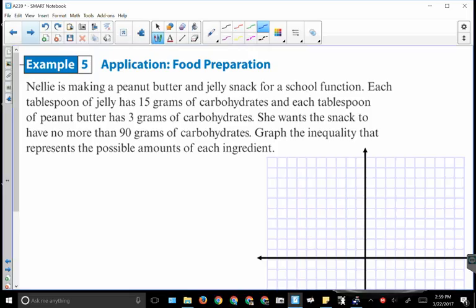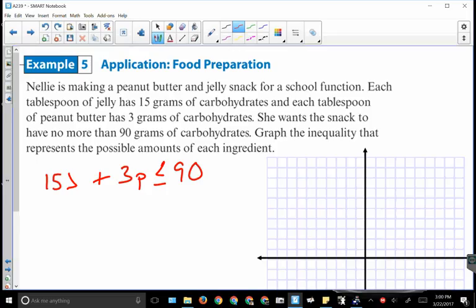Now, this is reality. Depending upon a great number of situations, you may actually have to go through and do something like this. So, if I look at this, we've got two different things going on here. We've got peanut butter and jelly, right? 15 grams of the jelly, so that would be 15J, plus carbohydrates for the peanut butter, 3P for peanut butter. What does this have to be less than? This has to be less than or equal to 90.